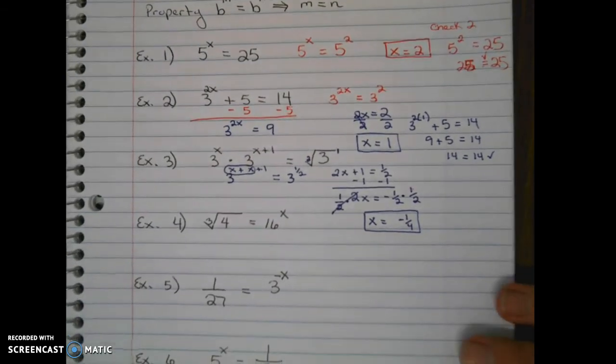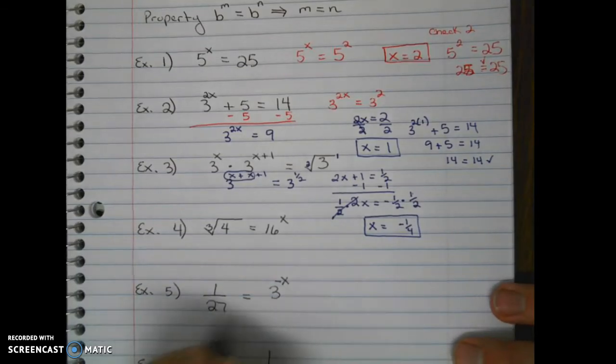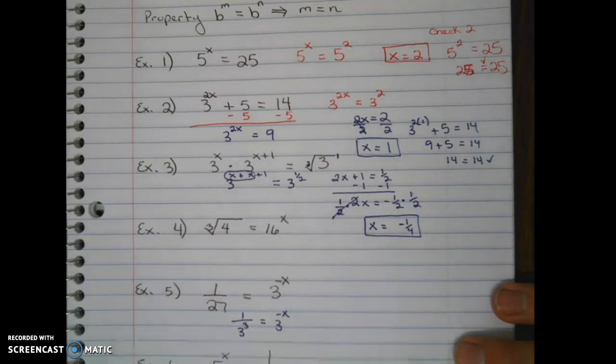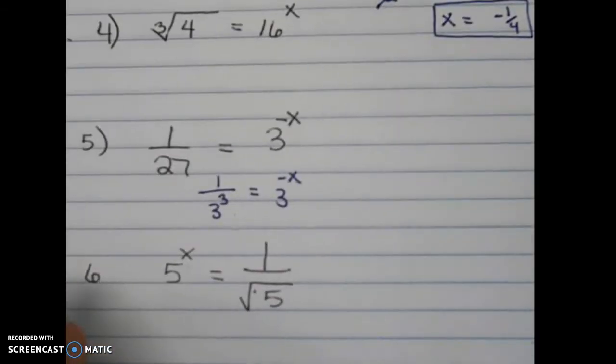So, example 5. In this case, we see we have 3 for a base on the right, so we're good over here. Is there a way we can make the 27 into base 3? Sure, 3 times 3 times 3. So we would have 1 over 3 cubed equals 3 to the negative x. Let me zoom in here a little bit.